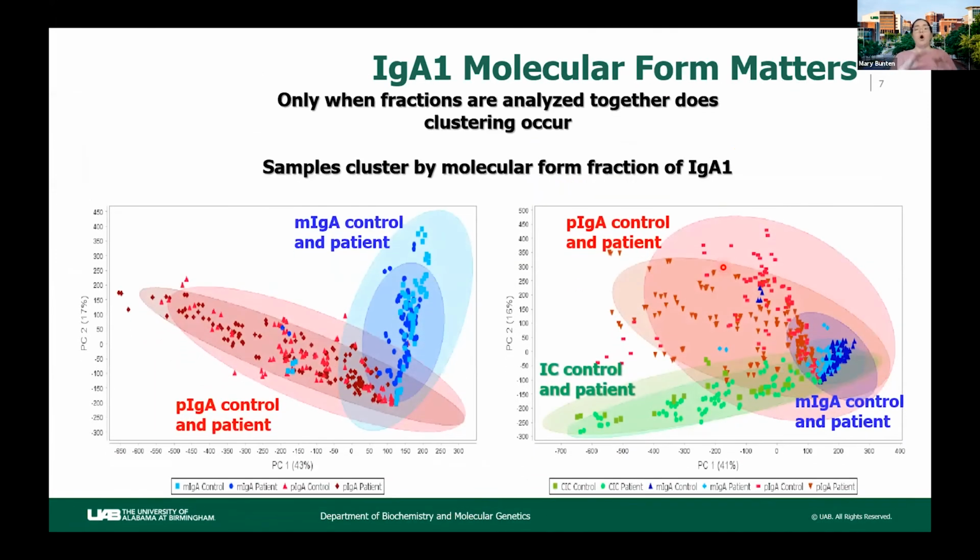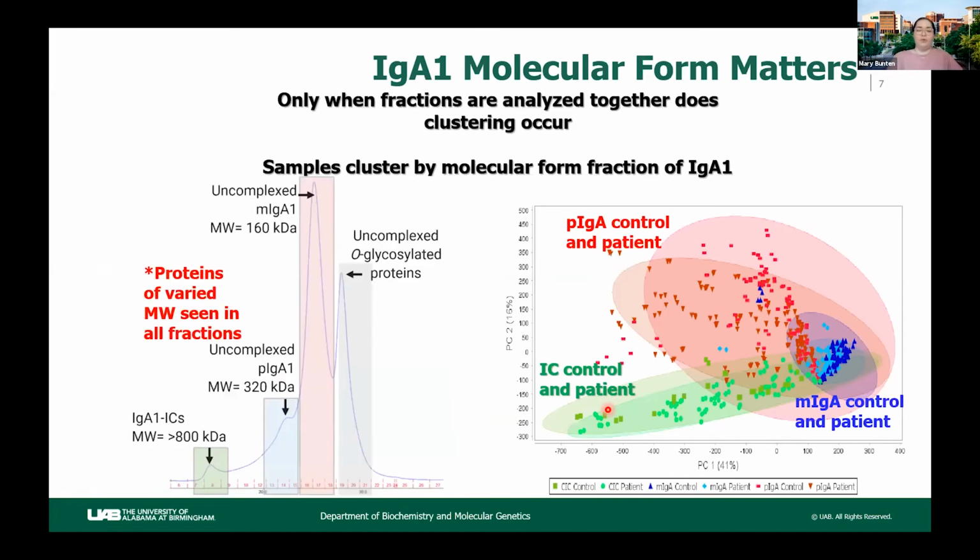It wasn't until we started overlaying the different molecular forms within the serum that we started seeing differentiation. So here in the two shades of blue are the monomeric IgA control and patient, and the polymeric control and patient. And then here, finally, adding the immune complex control and patient, which is what we're really interested in. We do see that IgA1 molecular form does matter, and it validates the value of sample prep and fractionation. So just knowing that we're looking at a snapshot of the serum that could lead to biological relevancy. And just as a note, this clustering we're seeing is not an effect of molecular weight because we see proteins of varied molecular weight in each of these fractions.